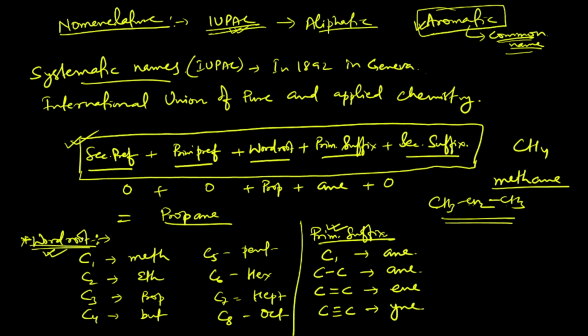So that's why these two, word root and primary suffix, are very much required to name, at minimum, any organic compound. If you want to name a simple organic compound, you have to use word root and primary suffix. These two you need, then only you can name the organic compound. Got it? So likewise, we'll see the secondary suffix.